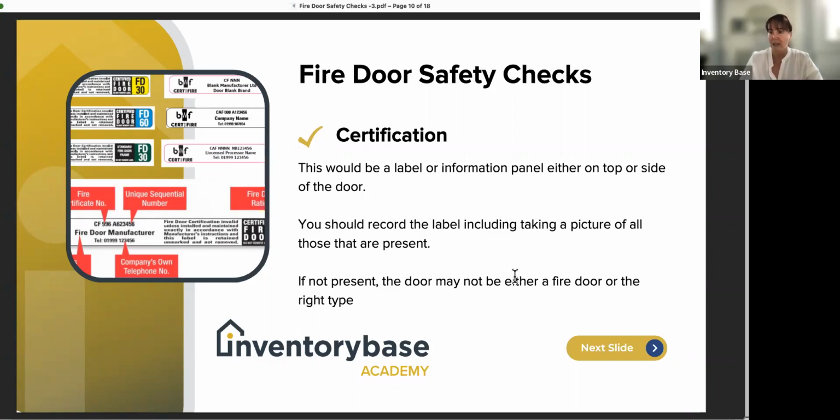So you're looking for these labels and you're looking to record those labels to make sure that they are present, and also state where they're not present, so that again, that door can be checked to see if it is compliant, if it is in fact a fire door.